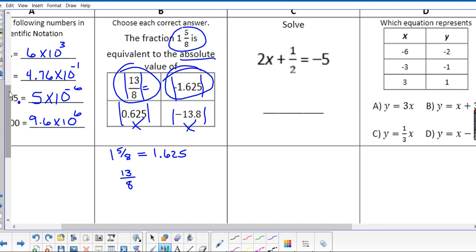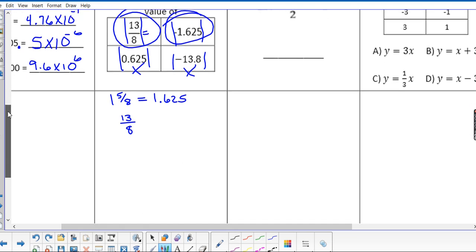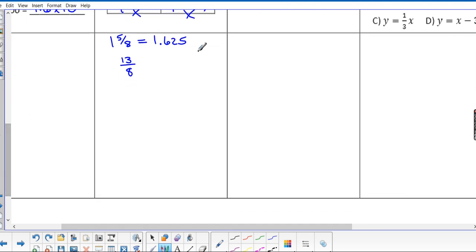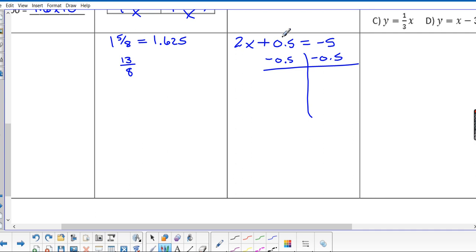Okay, 2x plus 1/2 equals 5, or negative 5. Change that half to a decimal. 2x plus 0.5 equals negative 5. I'm going to subtract 5/10 from both sides. Gone. 2x equals, I don't have my calculator, I hope I'm doing this right, negative 5.5.